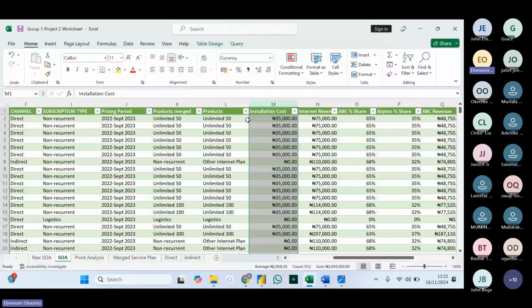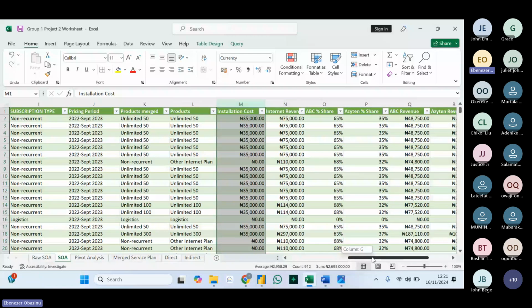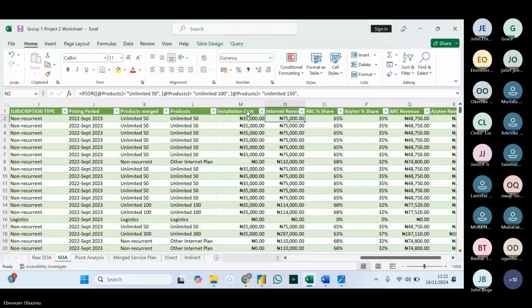So we also have another column for internet revenue only. So for this internet revenue only, we deduct the installation cost from the amount where they are applicable. So we did a complex IF function combined with an AND function to do that. That is, if a product is unlimited 50, that is different products, then to deduct this 35,000 naira from the amount, and return this. So this is the revenue generated from internet revenue only.